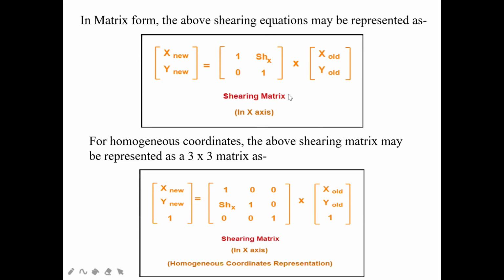Next, in homogeneous coordinates, how are you going to represent it? Here 1 0 0, then shearing x, 1, 0, then 0 0 1. You are not going to find out how it came, but according to your shearing equation, you have to represent it in matrix form. And here x old, y old, and 1. You just remember that only here you are going to change as shearing x.